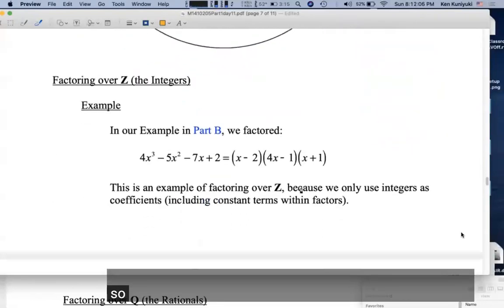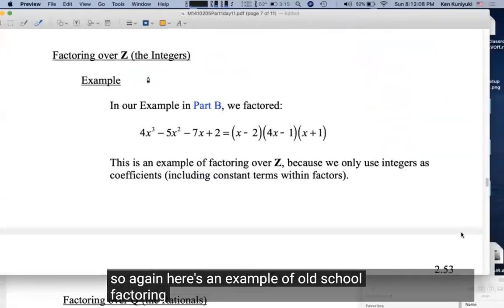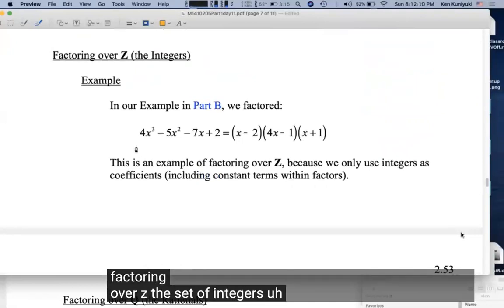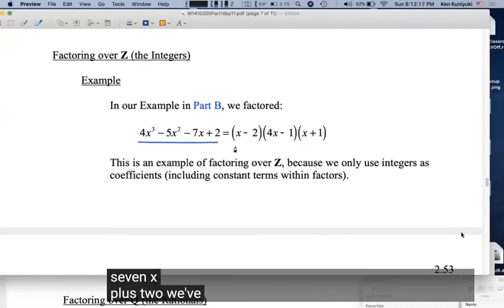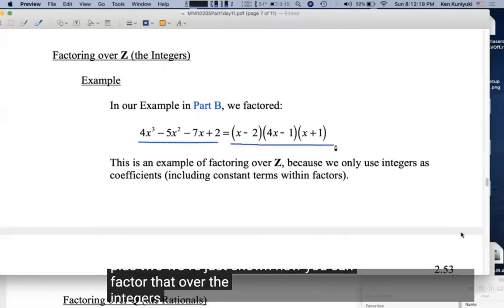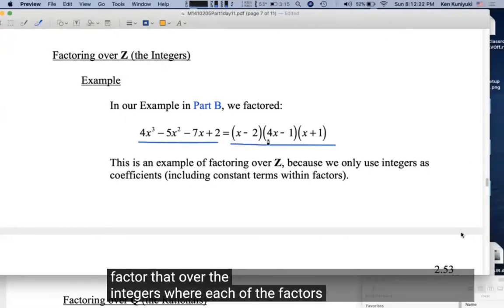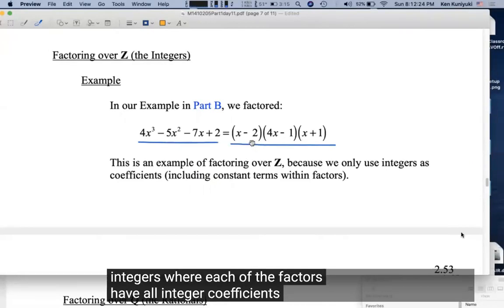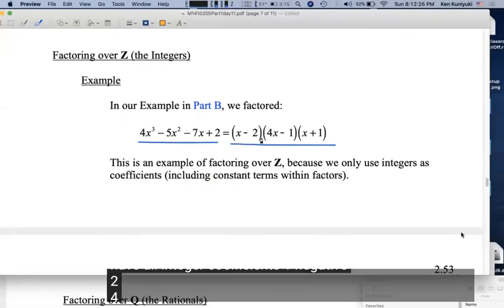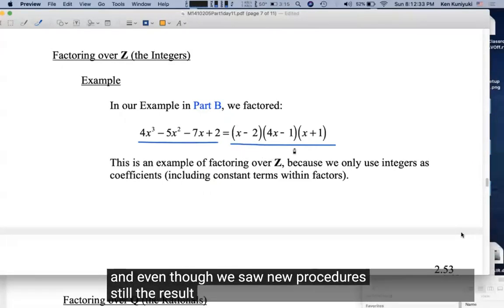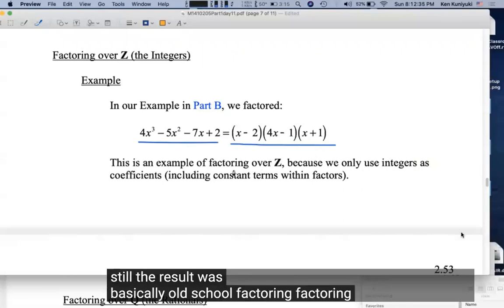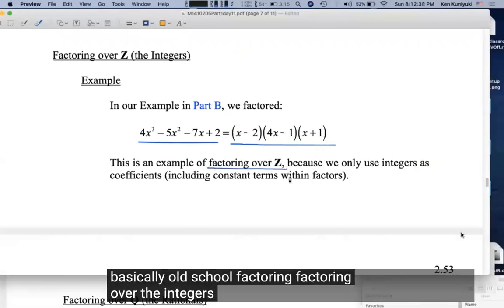So again, here's an example of old school factoring over Z, the set of integers. Our old friend, 4x cubed minus 5x squared minus 7x plus 2. We've just shown how you can factor that over the integers, where each of the factors have all integer coefficients: 1, negative 2, 4, negative 1, 1, and 1. And even though we saw new procedures, still the result was basically old school factoring, factoring over the integers.